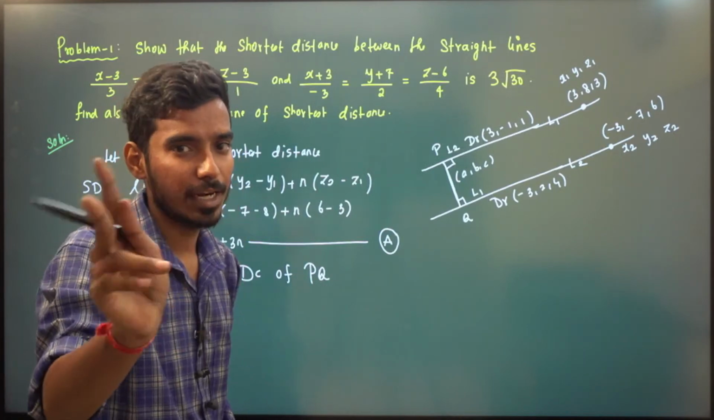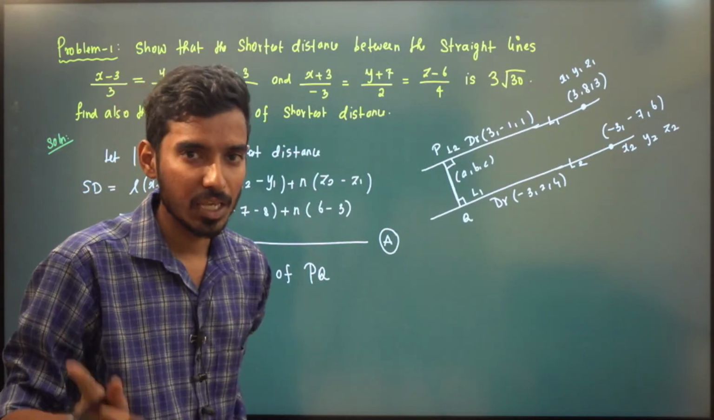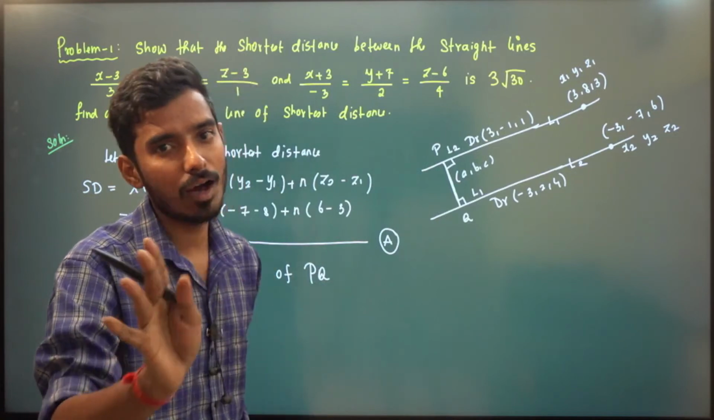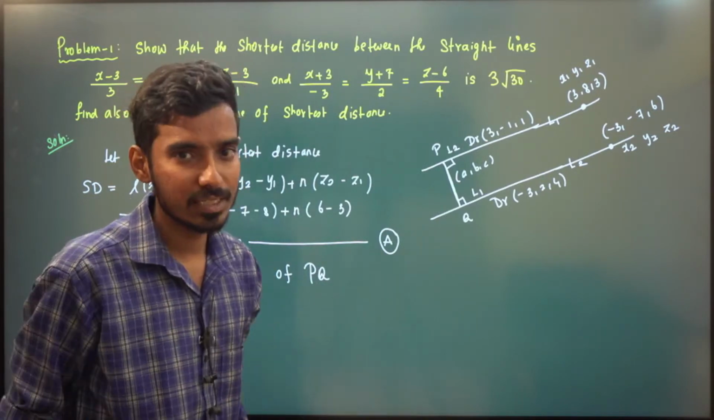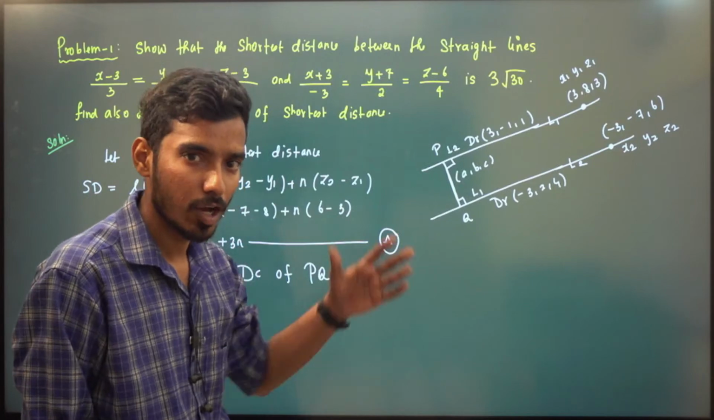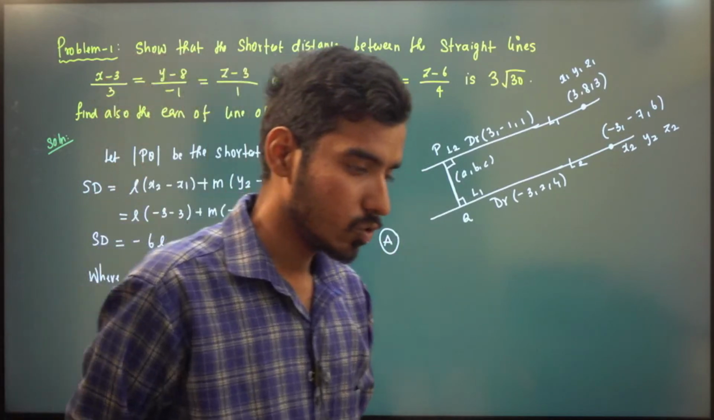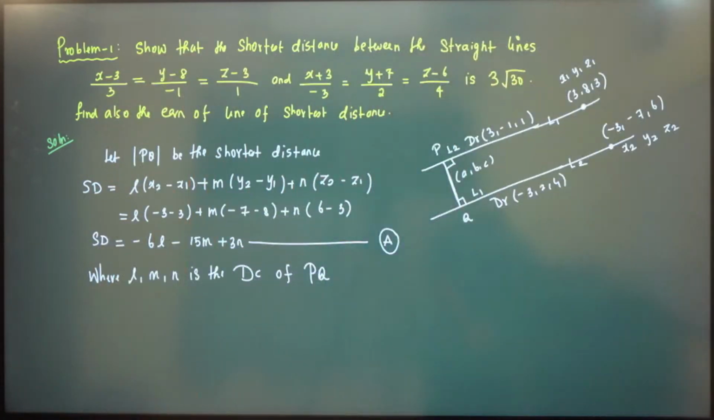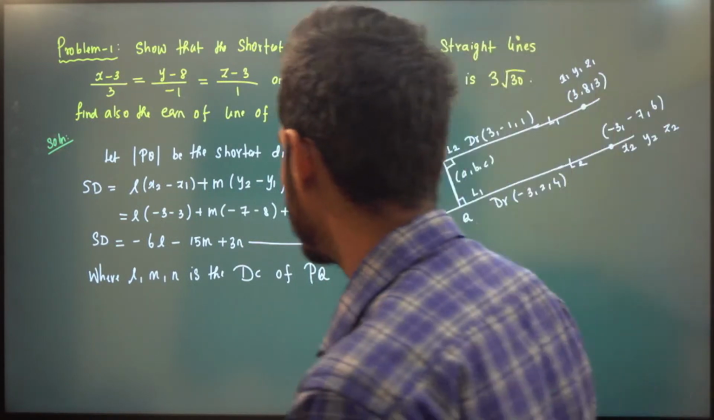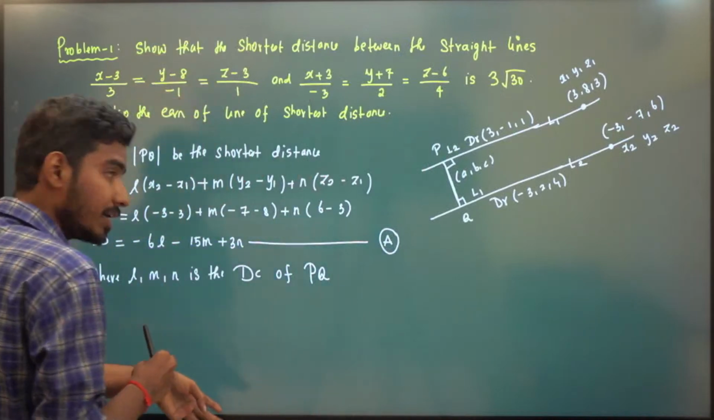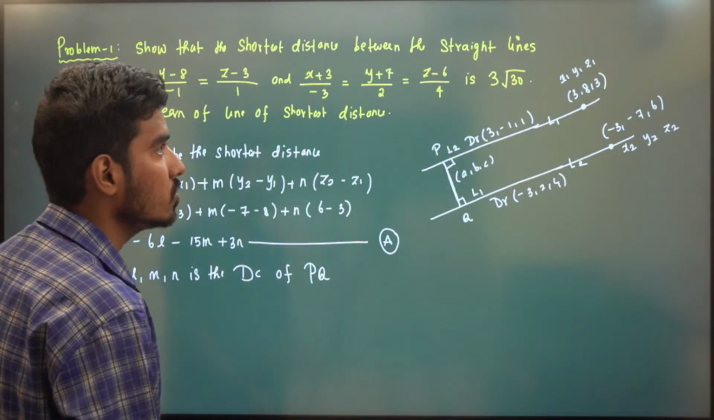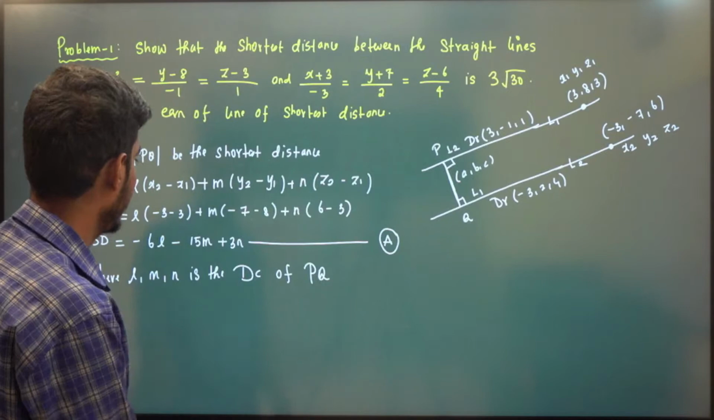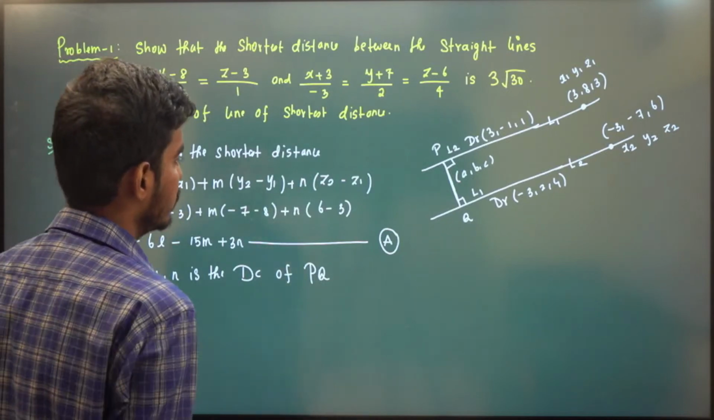You know how to find the shortest distance between two symmetrical lines. The equation of a line can be in symmetrical form or in general form. If both are in general form, convert both to symmetrical form and follow the same procedure. So you just have to remember one formula, which is L into x2 minus x1 plus m into y2 minus y1 plus n into z2 minus z1 is equal to 0, right? Okay. So this is the procedure to find the shortest distance.